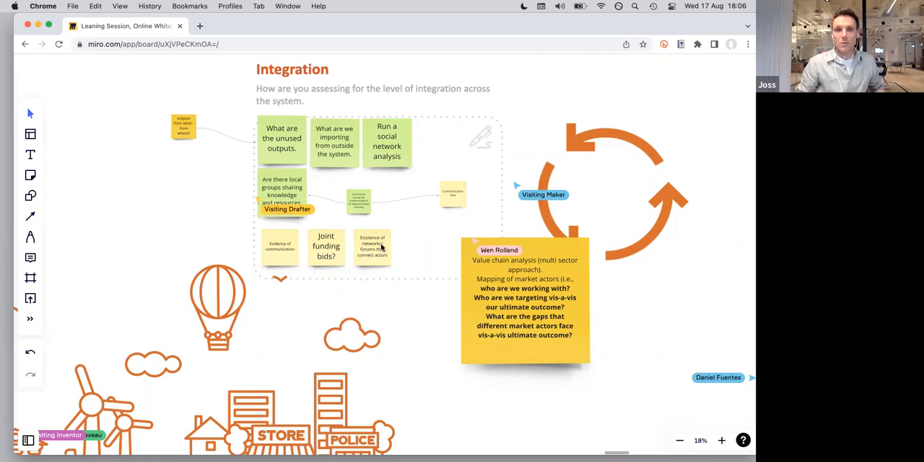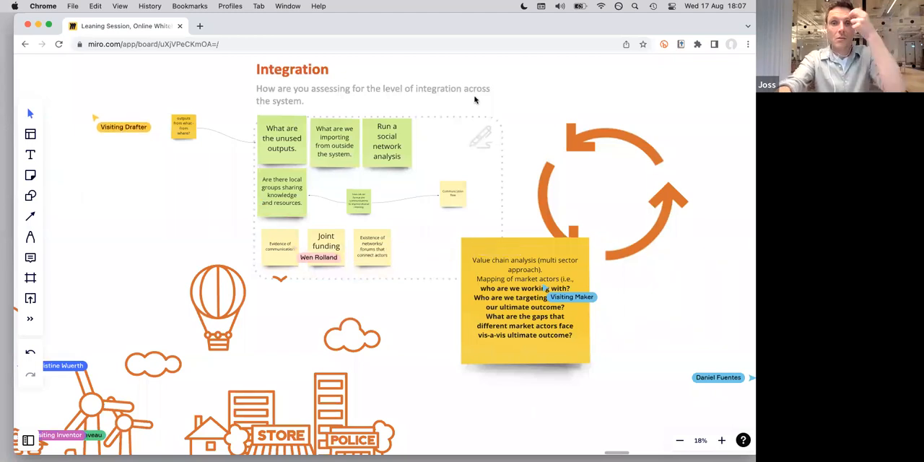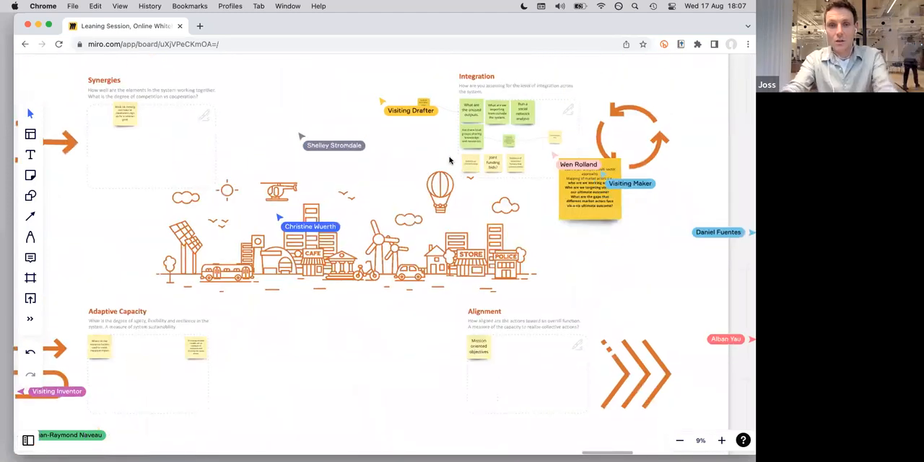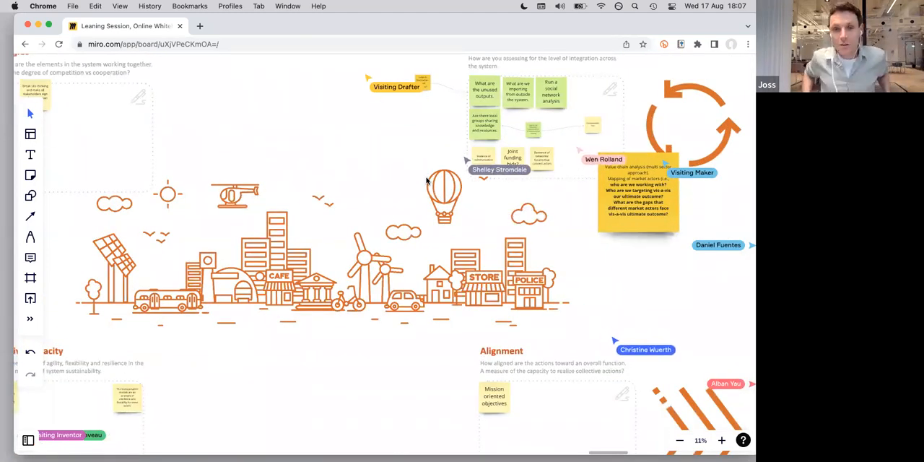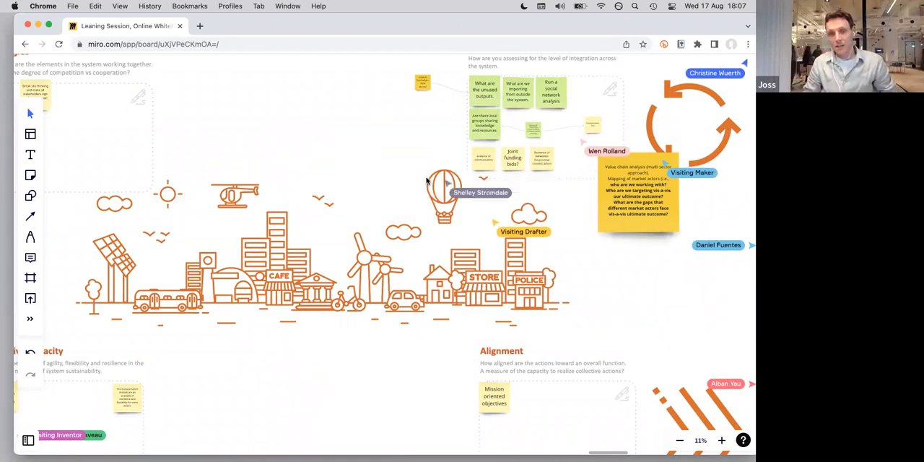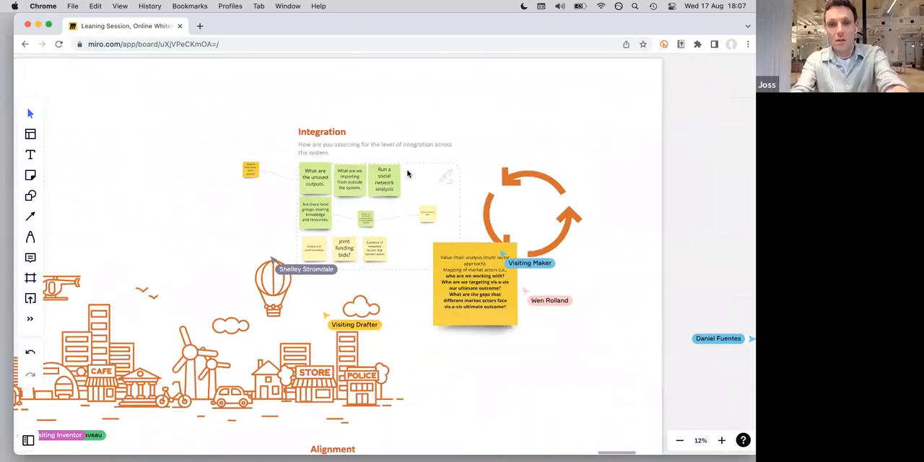So Bob, what type of components could constitute a social system? People, organizations, institutions, companies. Those would be the components of a social system. Okay, so let's take a look. We're talking about assessing for integration. How would we assess for integration? That is, how interconnected these different organizations, these different parts of this city are, these different systems and the actors in them, when it comes to working towards circular systems.